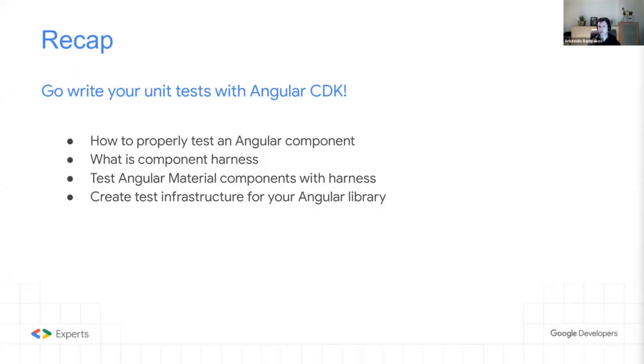So, to recap what we have seen in this talk, first, I would suggest you go and write your unit tests with the Angular CDK, even if you are using Angular material or some other library that supports it, or if you are the author of the library. We saw how to properly test an Angular component using the official Angular way. What is a component harness and how we can use it? And we also saw two use cases, either if we are the users of a library, of Angular material, for example, and then if we are the authors of a library, how we can provide added value to our users through our libraries.